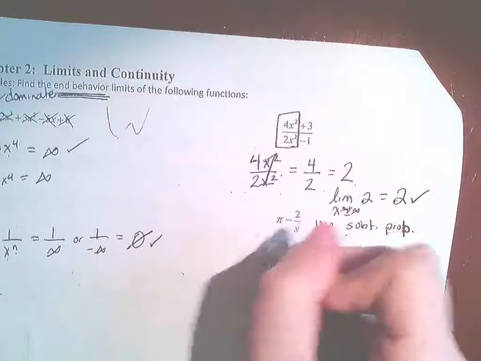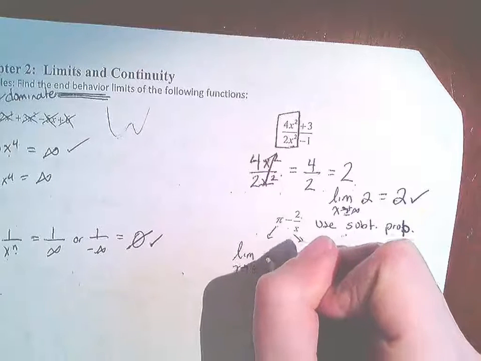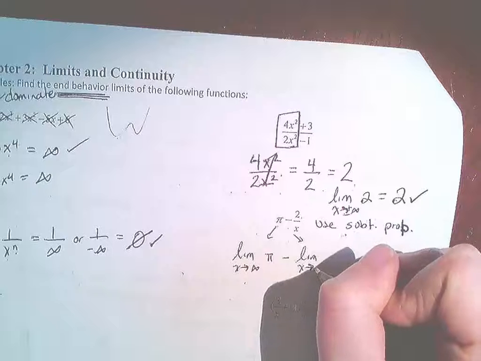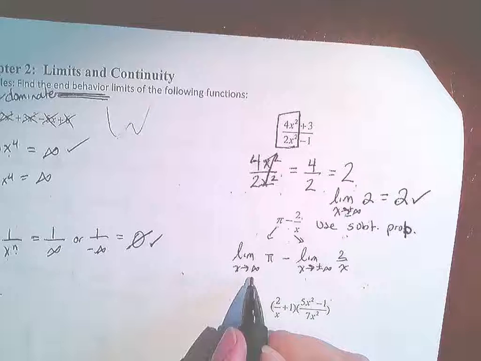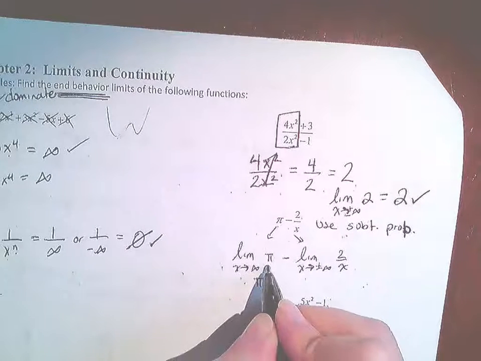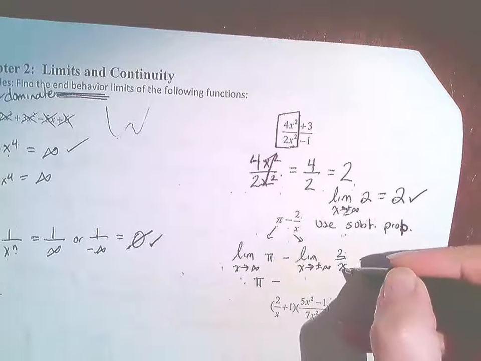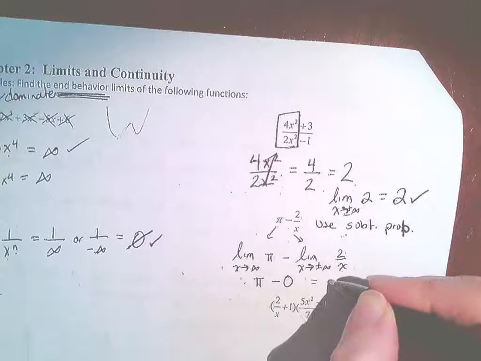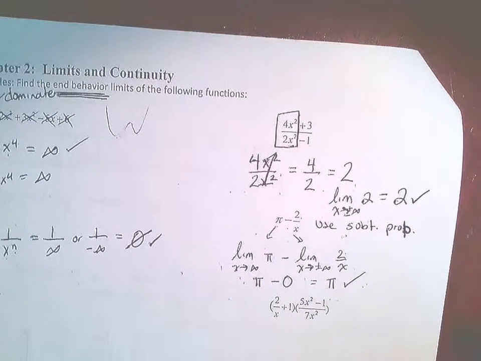So I'm going to split these two up, and I'm going to find the limit as x approaches infinity for pi, minus the limit as x approaches positive or negative infinity for 2 over x. And basically the limit of this is just pi, because the limit of any constant is just the constant, minus the limit of 2 over a really big number, which is just 0. And that equals pi. And that's my limit. That's my end behavior.